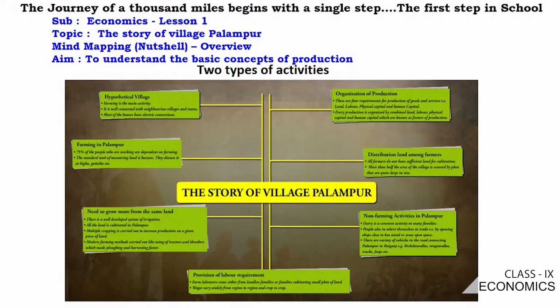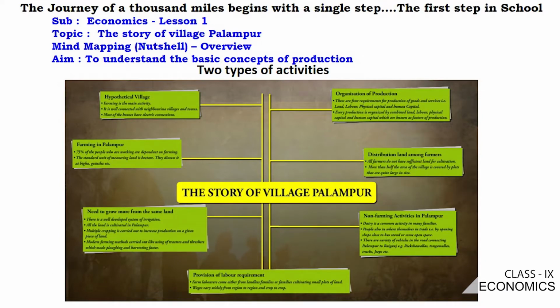There are two types of activities. One is farming and another one is non-farming activities. In farming activities, we are going to discuss what resources Palampur has. Palampur is a beautiful village. It has all types of facilities and all natural resources. And along with that, the very interesting variety of transport system, all facilities are there.